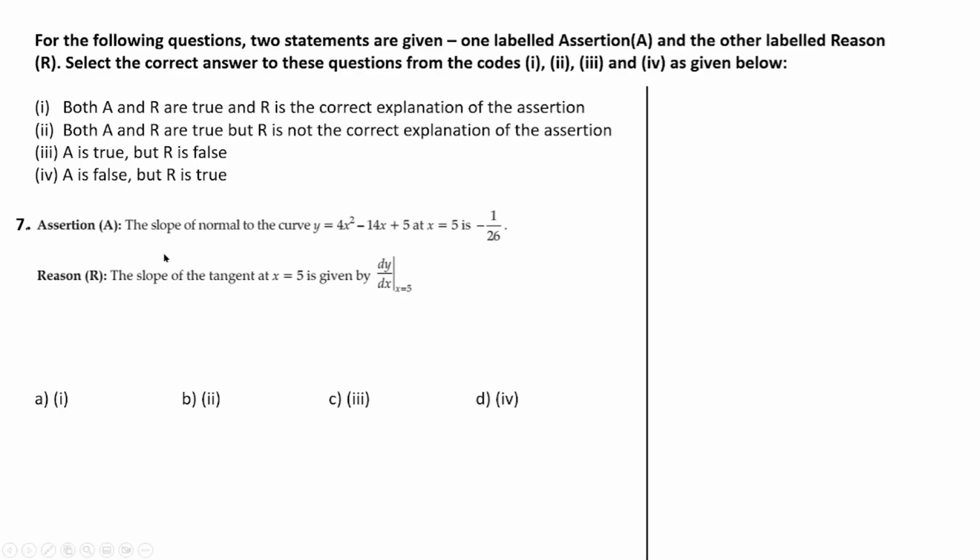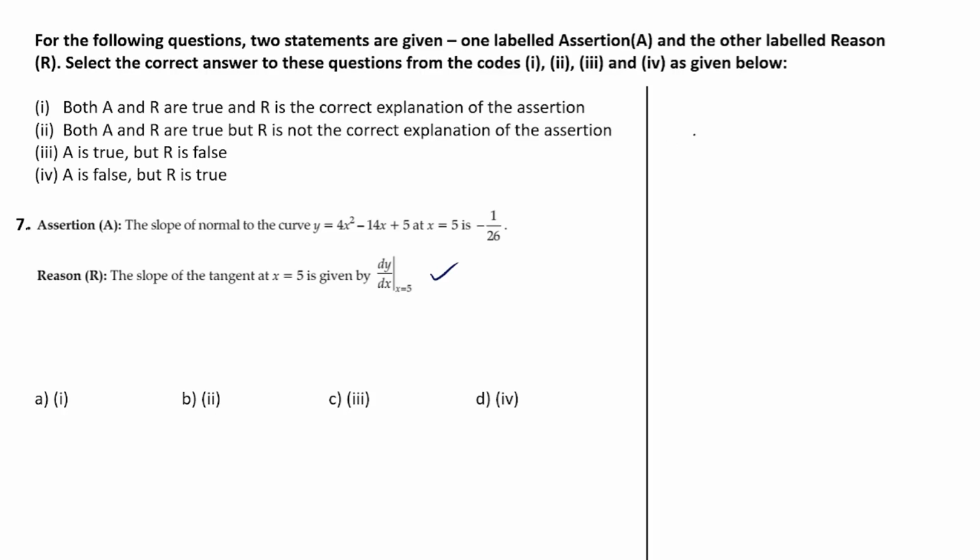Moving on, the next question. Assertion: the slope of the normal to the curve y equal to 4x square minus 14x plus 5 at x is equal to 5 is minus 1 by 26. The reason is the slope of the tangent at x is equal to 5 is given by dy by dx at x is equal to 5. So here we can see that the reason is true, and we find the slope of the normal as minus 1 by dy by dx at x is equal to 5. So here the reason is true.